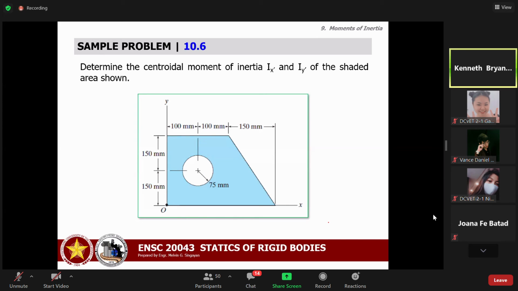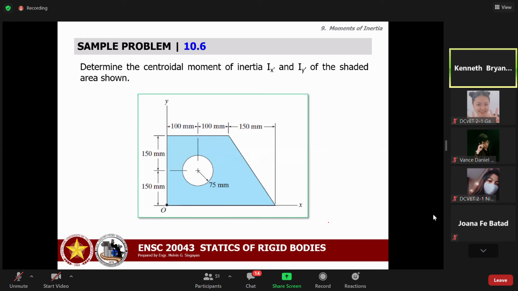And this example, ganitong problem yung binibigay ko usually sa exam. Okay? Although, di naman kayo mag-exam. Pero if ever lang. Okay? Ganyan yung binibigay ko sa exam. Okay? So, sample problem 10.6. Determine the centroidal moment of inertia, Ix prime and Iy prime of the shaded area.